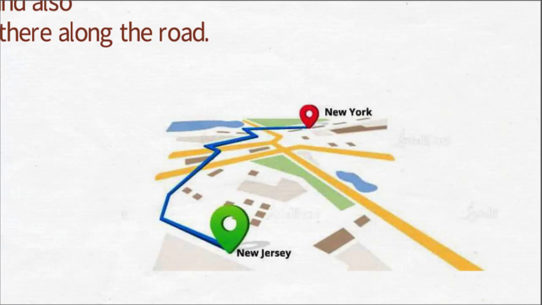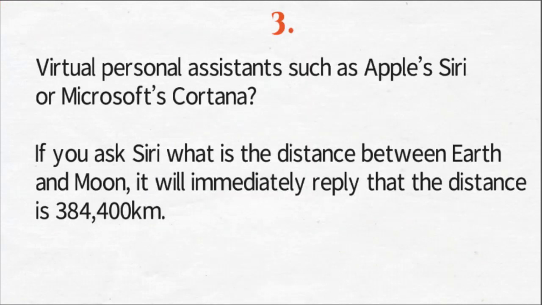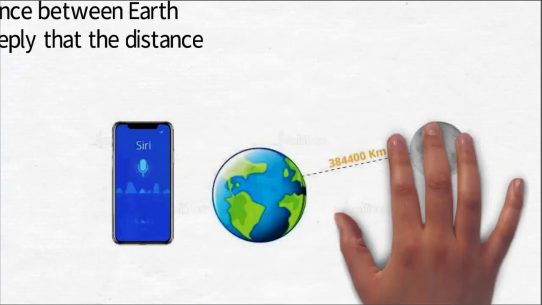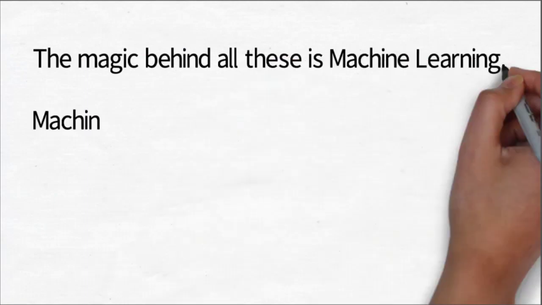Third, now, how about personal assistants such as Apple Siri or Microsoft Cortana? If you ask Siri what is the distance between Earth and Moon, it will immediately reply that the distance is 384,400 km. The magic behind all this is machine learning.